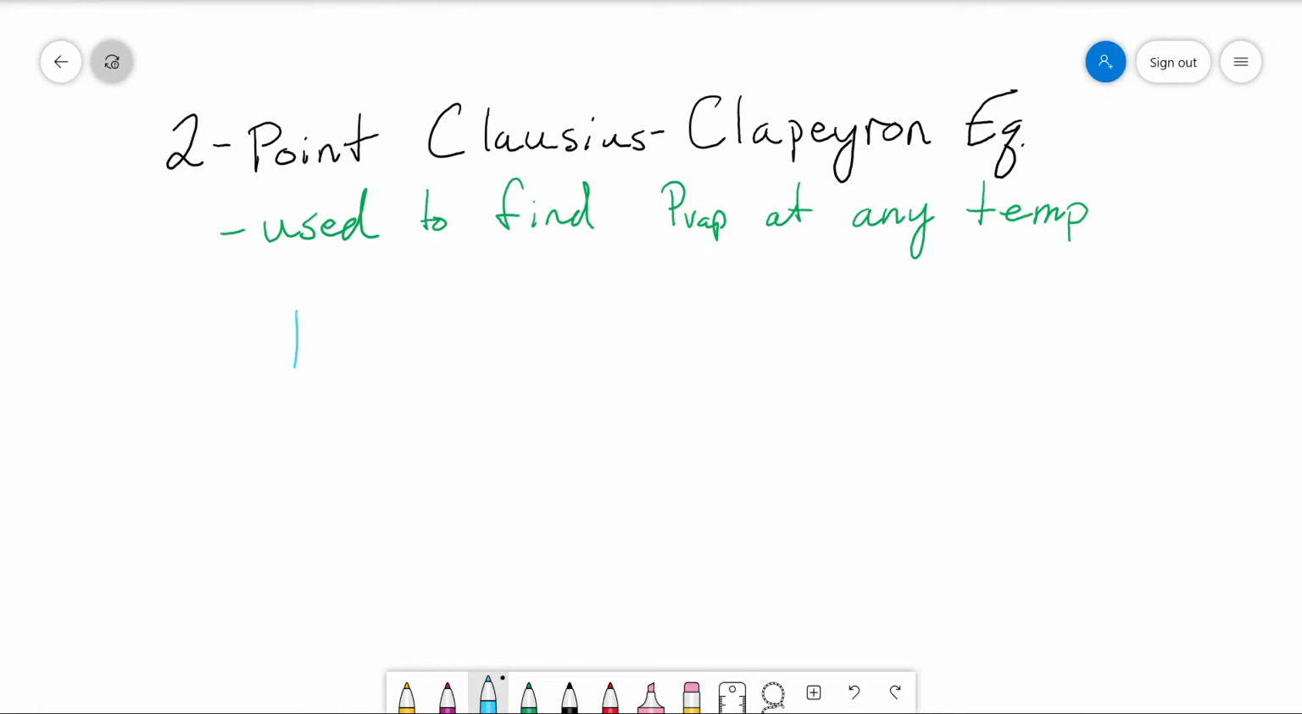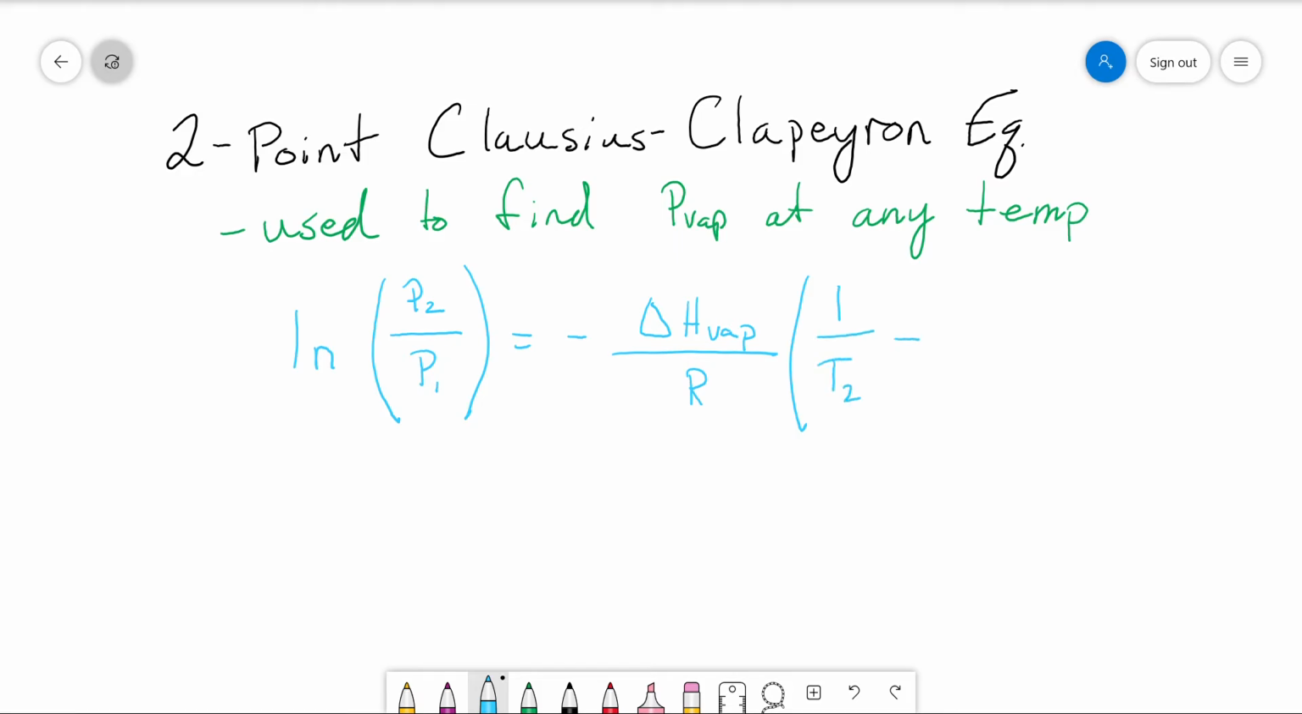It is ln, and this is another equation that can have various forms that are mathematically equivalent, but on first glance look different. ln P2 over P1 is equal to negative delta H vap over R, so basically the same thing, times 1 over T2 minus 1 over T1.